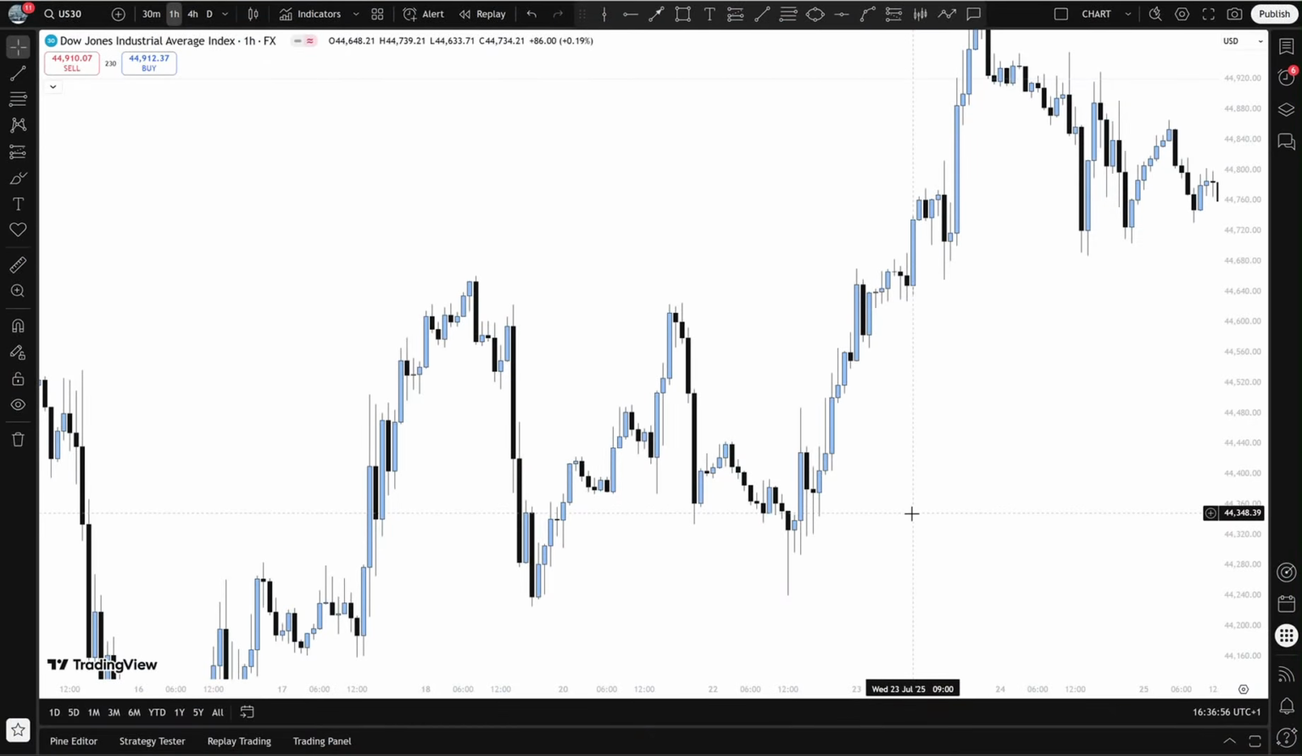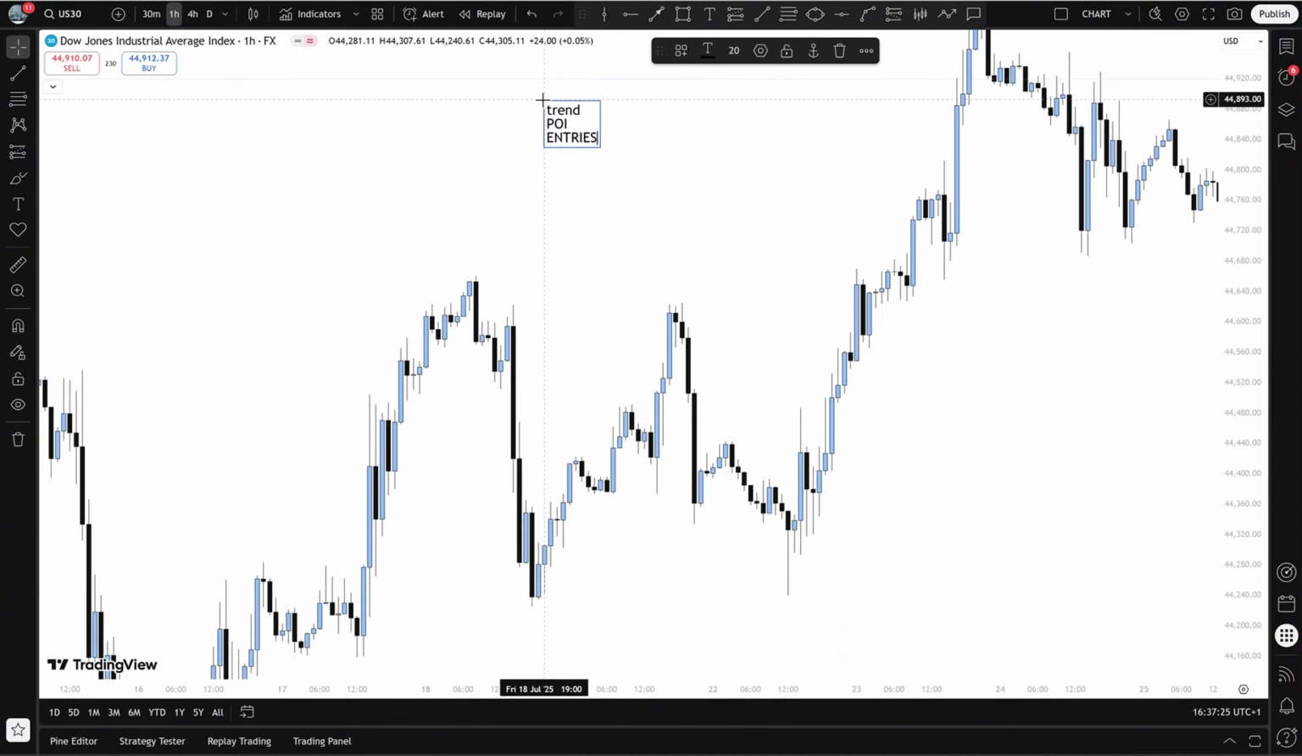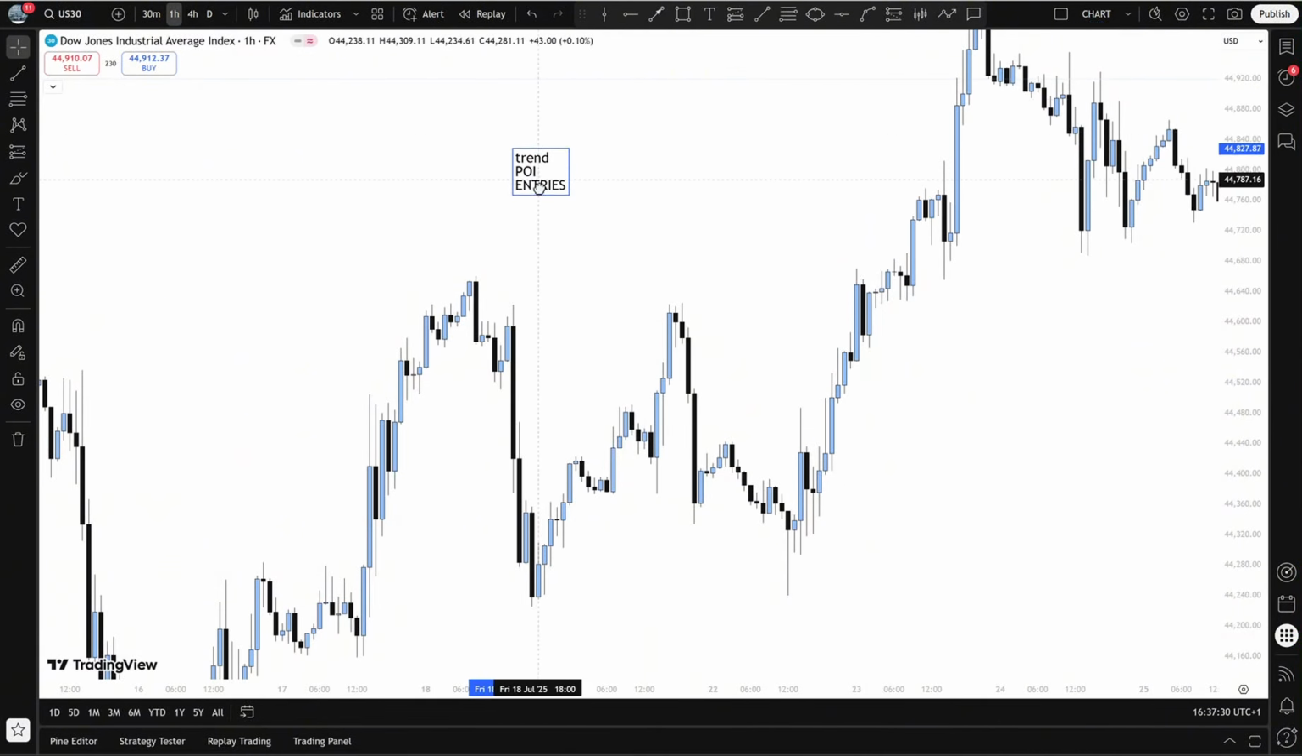Now, when it comes to this strategy, there are three things that you must learn. These are the three things you need whenever it comes to this trading strategy. Now, what is the first one? The first one is trend.